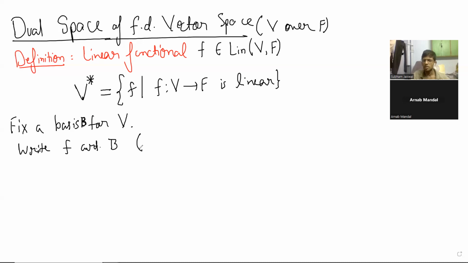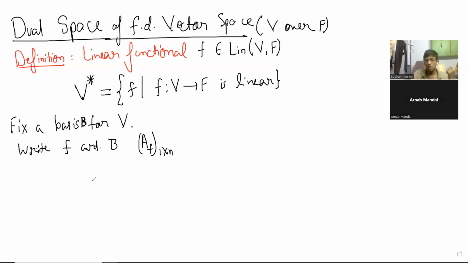So what will be the size of the matrix? 1 cross n. If the basis contains n vectors, yeah, 1 cross n. So it will be a 1 cross n matrix. Maybe I can just write it as A_f, and this is just a 1 cross n matrix.